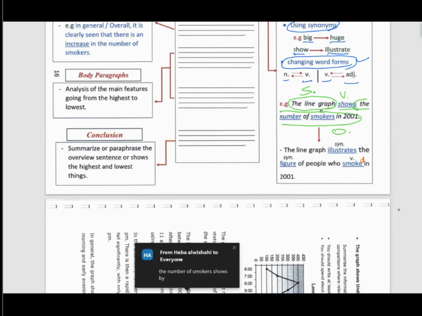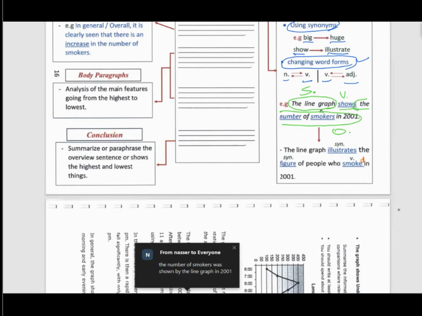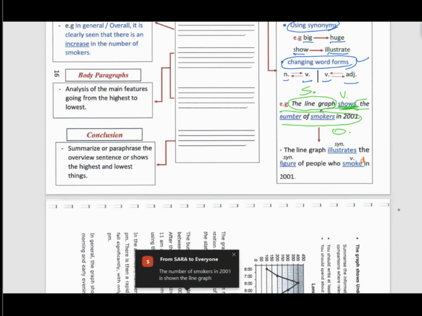I'm sure you are writing now, so it takes time. The number of smokers in 2001, or the number of smokers, is shown by the line graph. Is shown by the line graph in 2001, for example. Yeah, something like that. It should be is shown, not was shown, because you have the verb shows here in the present simple. So present active, it should be present passive.